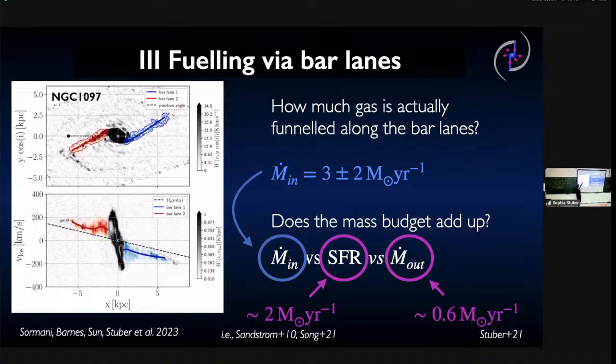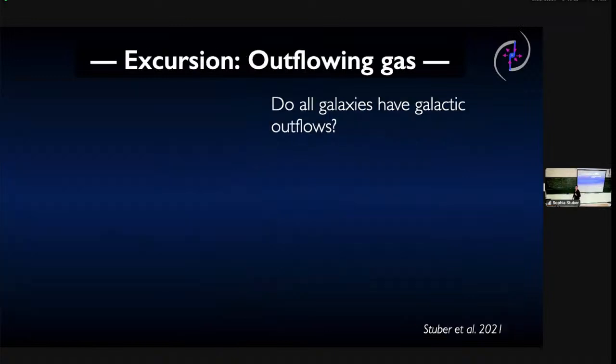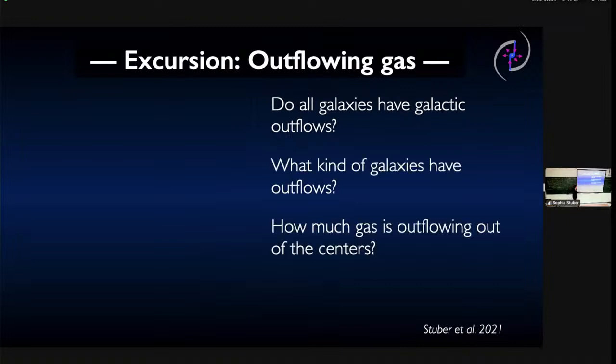In this one galaxy, NGC 1097, it works out nicely. Now, talking about these outflows, how do we even know that galaxies have outflows? Do all galaxies have outflows? Or not? And if not, what kind of galaxies actually have outflows from the centers? And going back to what we just learned about, how much gas is outflowing out of the centers? Can we compare it with inflow rates?